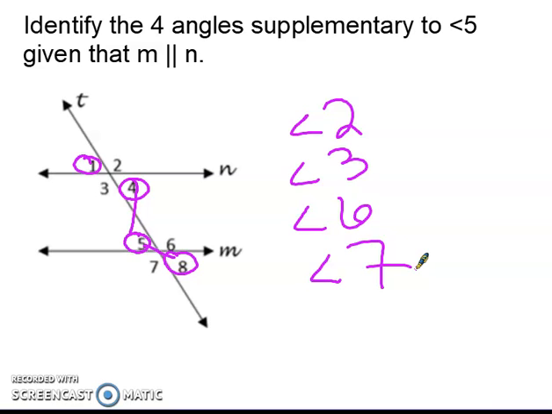Even though 6 and 7 make a linear pair with 5, and 3 and 5 are consecutive interior, 2 and 5 don't have a relationship. However, if I put 5 where 4 is, now they're a linear pair. So make sure you're finding all the congruent angles. Anything that is not congruent is now supplementary.